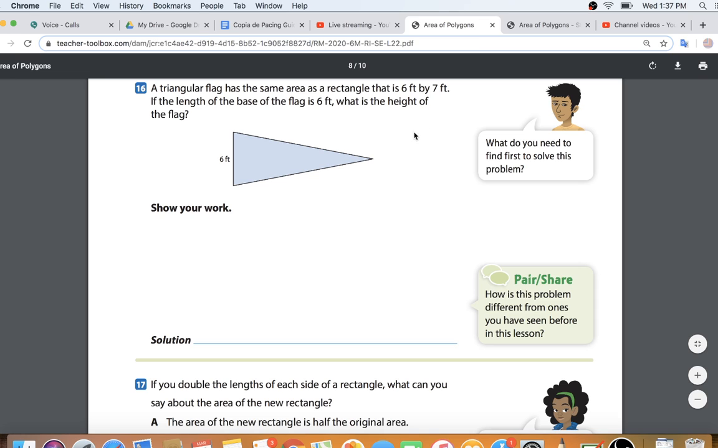They don't show us a rectangle, so we have to create a rectangle. So I'm going to take it on this side.